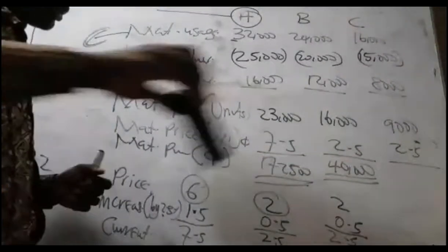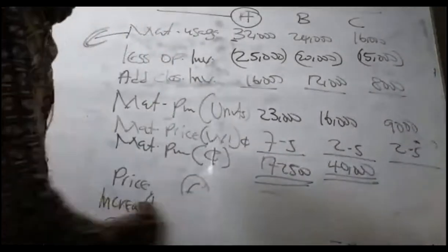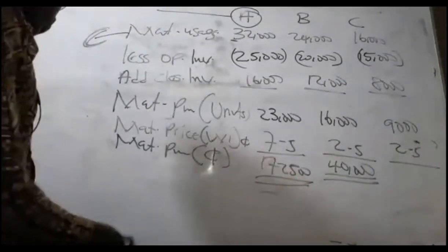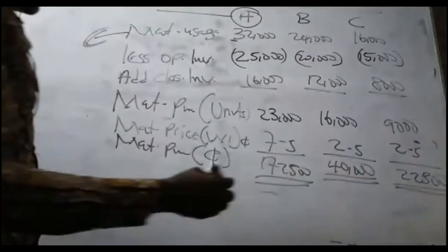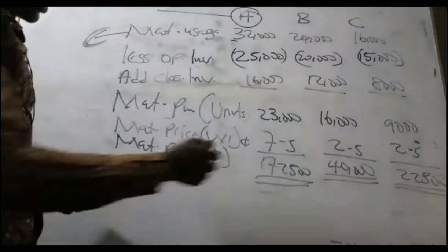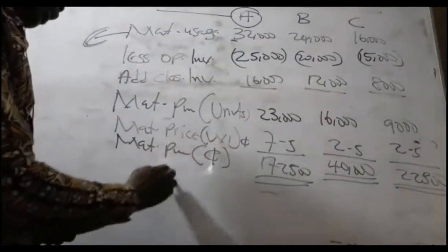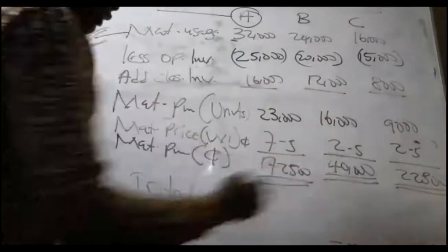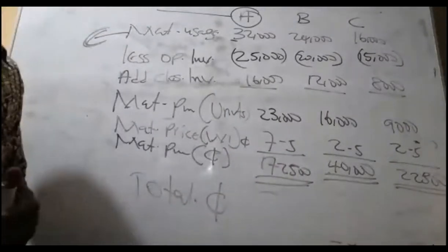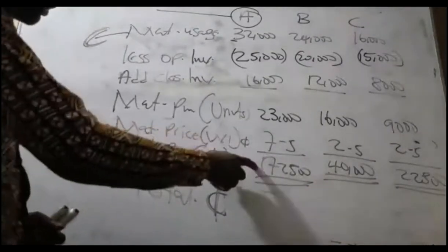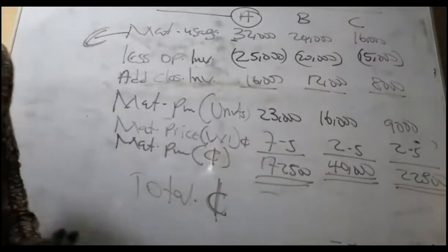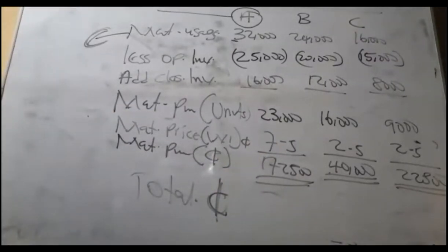Then 18,000 plus 4,500. That's 22,500. In fact, there must be a third column where we can show the total. So we can use overall total. This plus this is in monetary form. The overall total will be this one plus the other one, and then plus the other one, all the three put together.